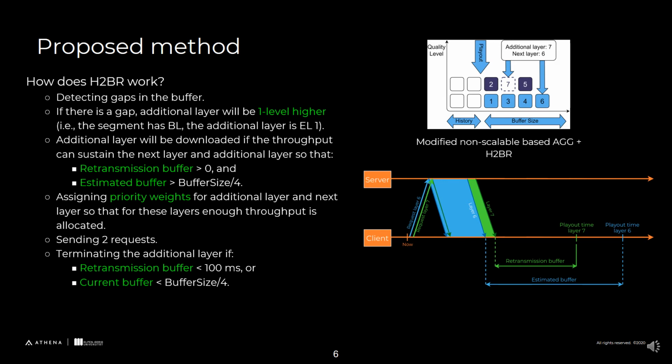In the additional download process, H2BR will monitor the buffer and terminate the additional layer if the retransmission buffer is less than 100 milliseconds or the current buffer is less than the buffer size over 4.